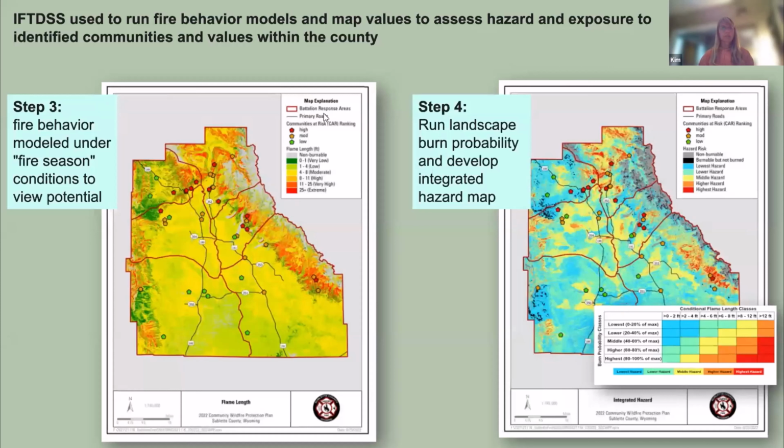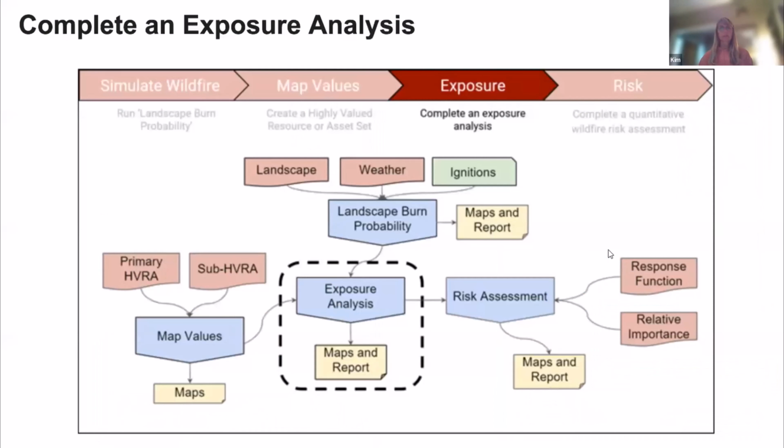So this is looking at flame length across the county under fire season conditions with his values, his communities mapped on here as well. And then again, running the landscape burn probability and looking at that hazard measurement, looking at conditional flame length married up with burn probability to see where each of these communities lands as far as low to high hazard. And this whole plan is available on the Sublette County website. It's been approved and is an ongoing plan available to view if you'd like.